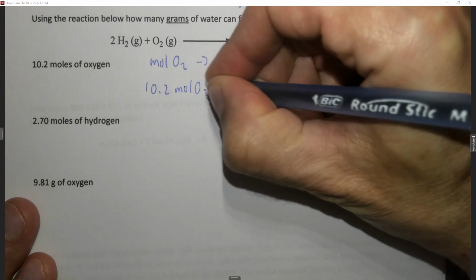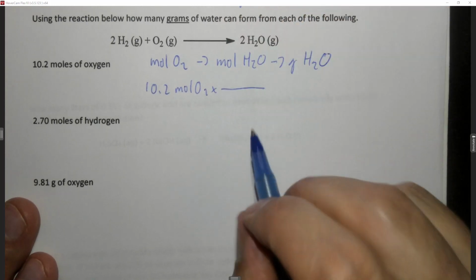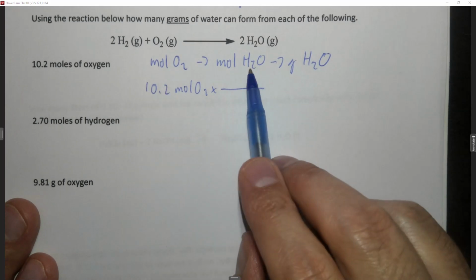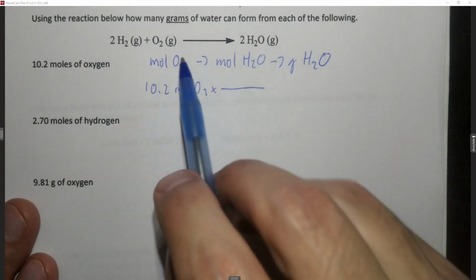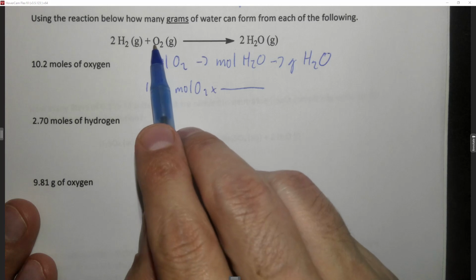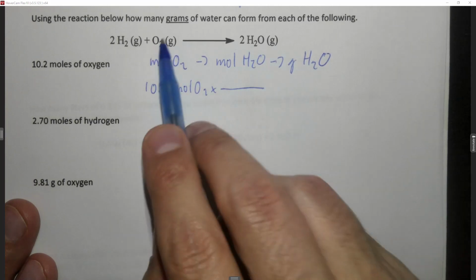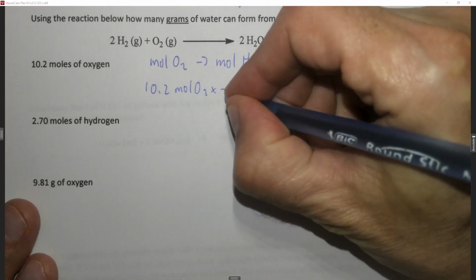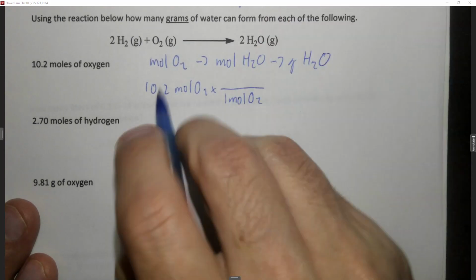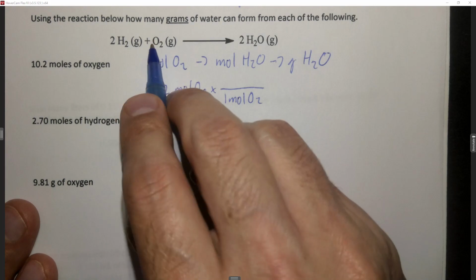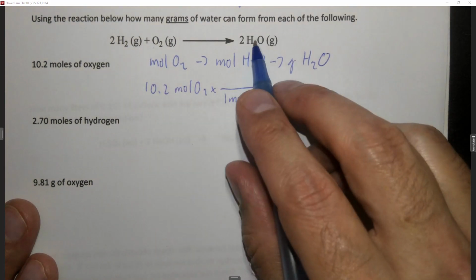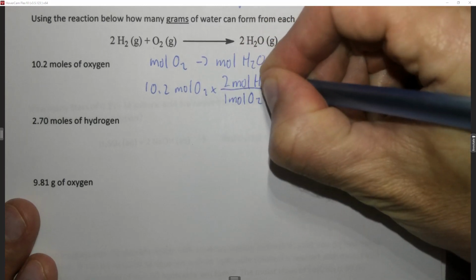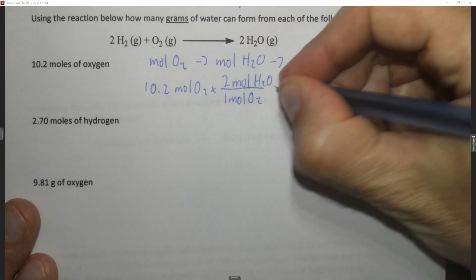moles of oxygen times. To convert from moles of oxygen to moles of water, or moles of anything to moles of something else, you need a balanced chemical equation that contains those 2 things. In this case, this equation is balanced and it contains oxygen and water. Since we want moles of oxygen to cancel, we want to put the 1 mole of oxygen on the bottom. The stoichiometric coefficient is 1. For every 1 mole of oxygen, the reaction says we'll make 2 moles of water. So we want to put the 2 moles of water on the top.